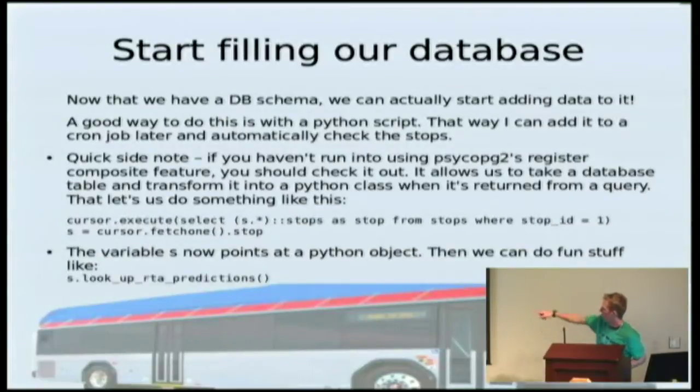So when I execute that query, SELECT s.* AS stops FROM stops WHERE stop_id = 1, then in Python, when I do cursor.fetchone().stop, that s is actually a stop class. And then I can do fun stuff like look up RTA predictions, which is a method on the class. So it just makes everything a little bit nicer.